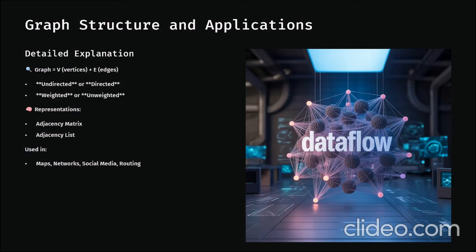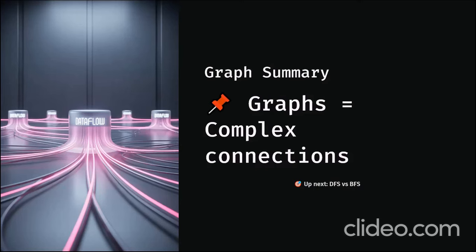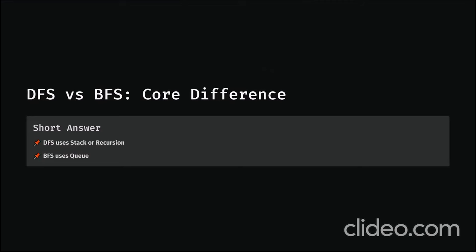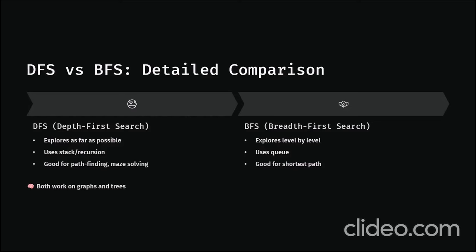Representation will be adjacency matrix and adjacency list. It is mainly used in maps, networks, social media, and routing. Right? So, let's understand what is the difference between DFS and BFS. So, DFS uses stack or recursion while BFS uses queue.